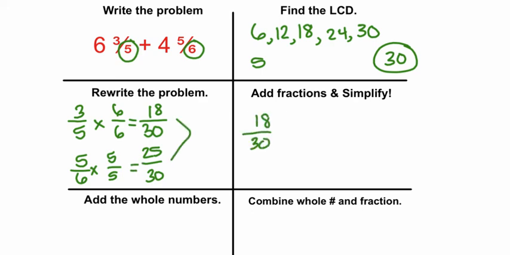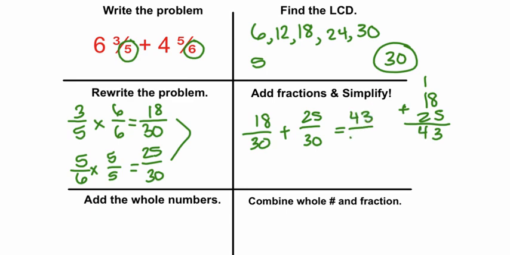18/30 plus 25/30. 18 plus 25 is, well, if we don't know that in our head, it's good to just set it up quickly. 8 plus 5 is 13. 2, 3, 4. So we've got 43 in the numerator, and our denominator stays the same. Right away, we can see this is an improper fraction we need to simplify. 43 divided by 30. We can take out one group of 30 with 13 left over.